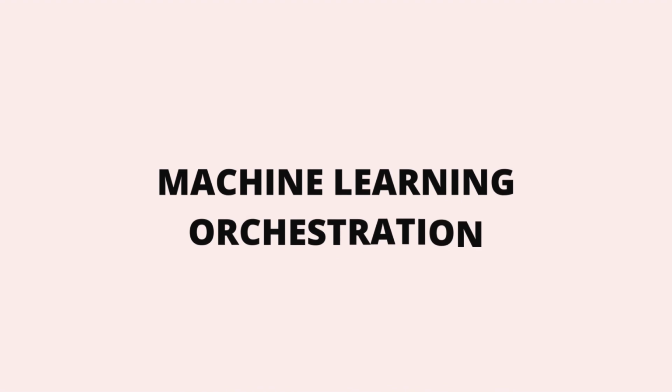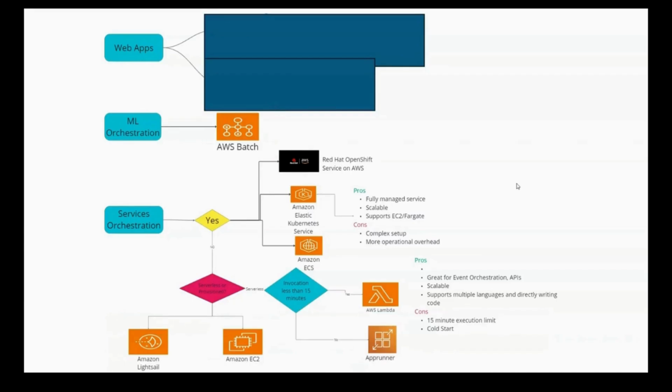For machine learning orchestration, there is a newer service, AWS Batch, that is specifically for machine learning, where one can go and train and set up inferencing as part of the models. And Batch is one native service that one can look into.